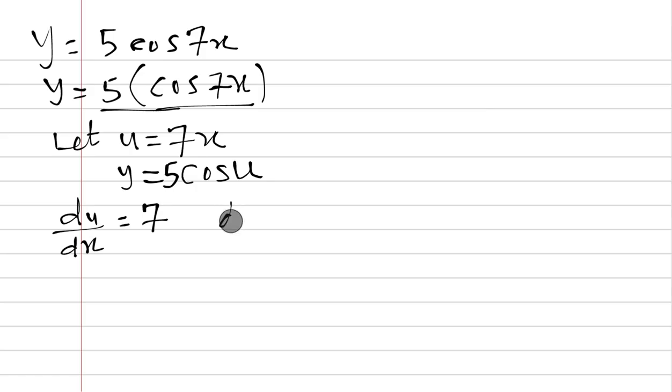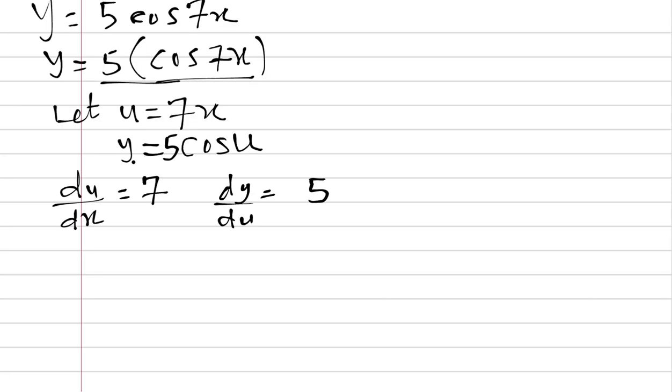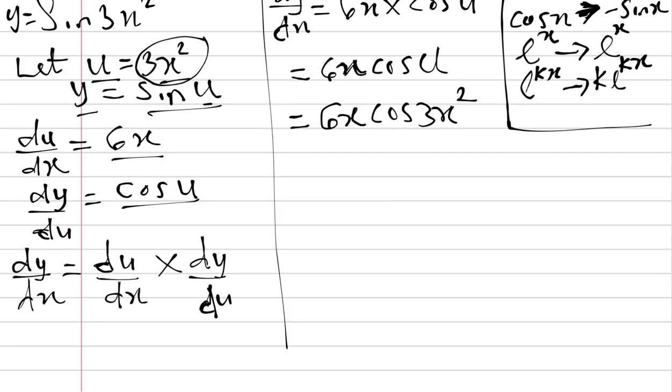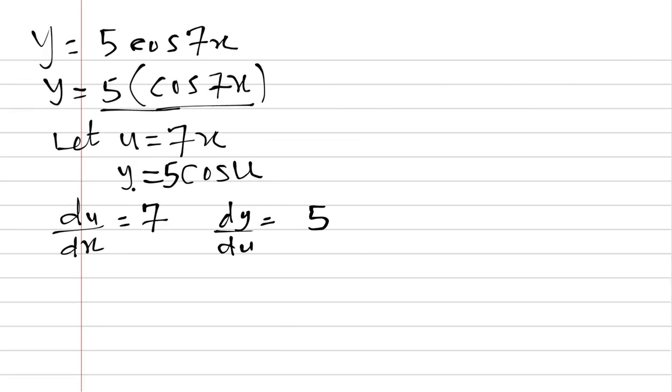Now if you differentiate dy du, you want to differentiate y with respect to u. This is 5. The 5 will be on its own. Now if you differentiate cos u, what did I say you will get when you differentiate cos? Remember, I told you that you will get a minus sign.